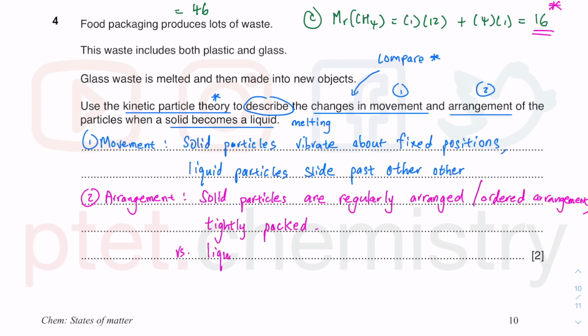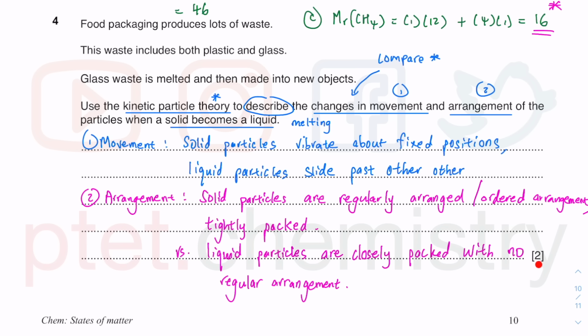Whereas the next thing, liquid particles are only closely packed. And then I can say disordered or with no regular arrangement. So there's no particular pattern when you talk about liquid particle packing. Okay, so that's it really. For the 2 marks, you need to talk about comparison. It's not just solid, it's not just liquid. It's describe, a lot of lines just for 2 marks, because 2 main points, but for 1 point it's hard to get the marks. You need to have both solid and liquid because it's about the changes from solid to liquid. Be very careful when you read questions.